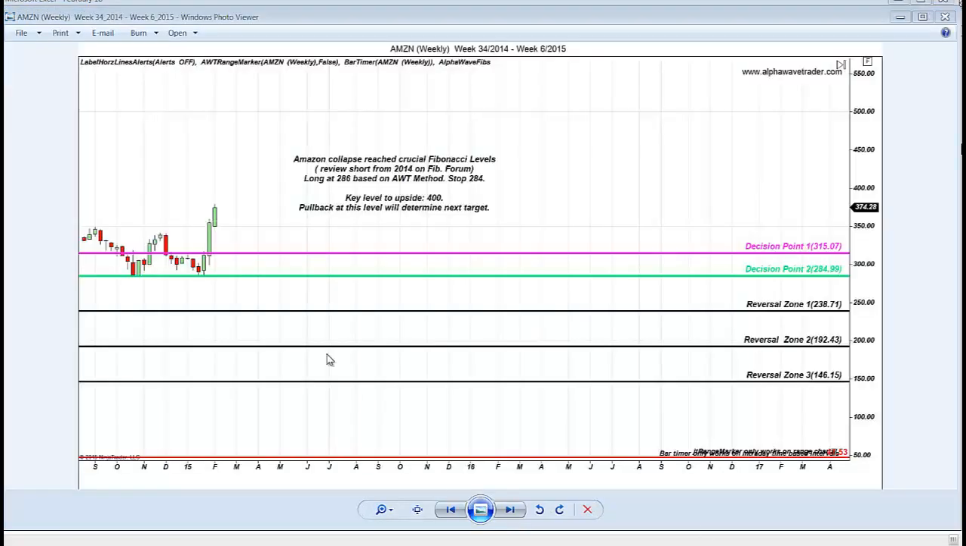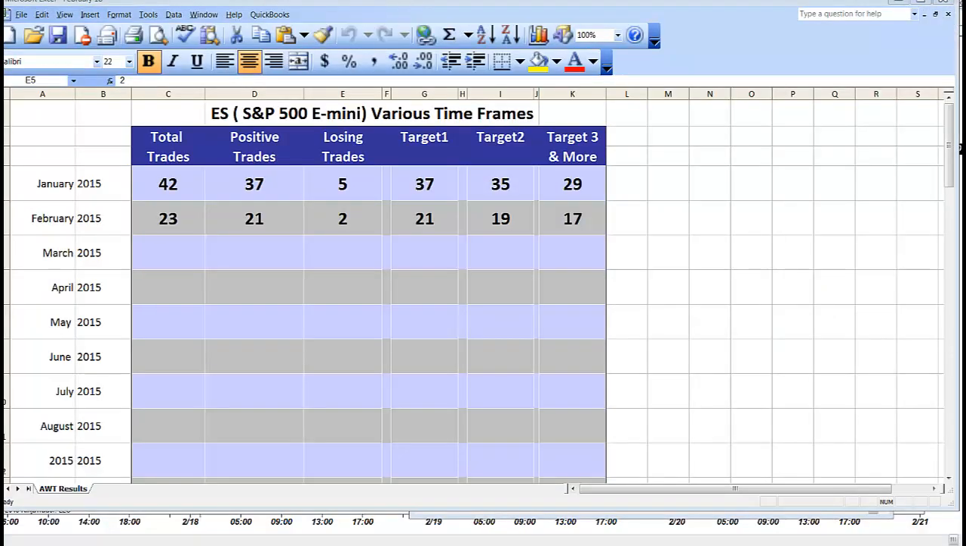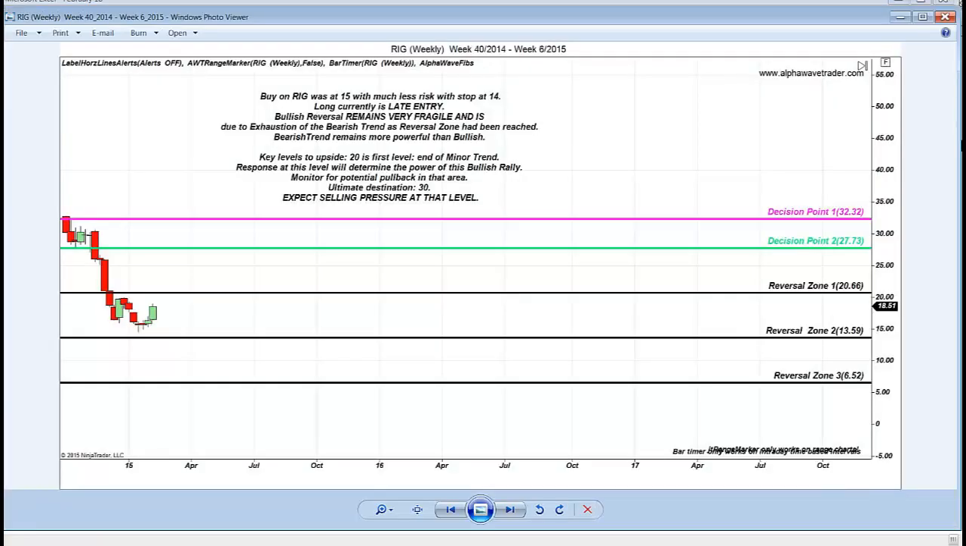This is the same formula I had shown you where you had the beautiful buy on Amazon recently. But you don't want to buy anywhere near 400. This is exact same buy as I had shown you on Rig Weekly. Formula remains the same. All you have to do is play by the rules.